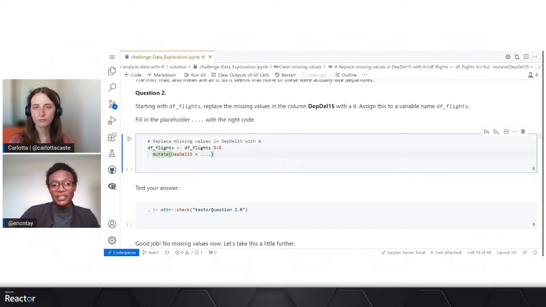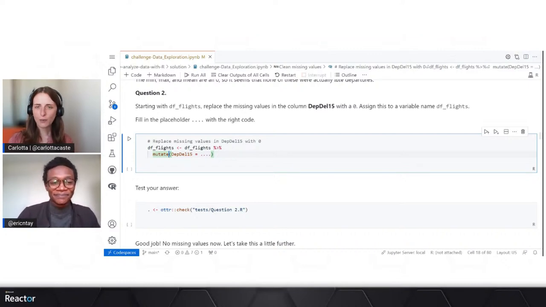So in this question, for instance, you're being told: take the flight data, and then for this column known as departure delay 15, modify the values that were missing and replace them with a zero. So that's what mutate does at its core. So Carlotta, giving this back to you, do you have any idea of how we could do this?